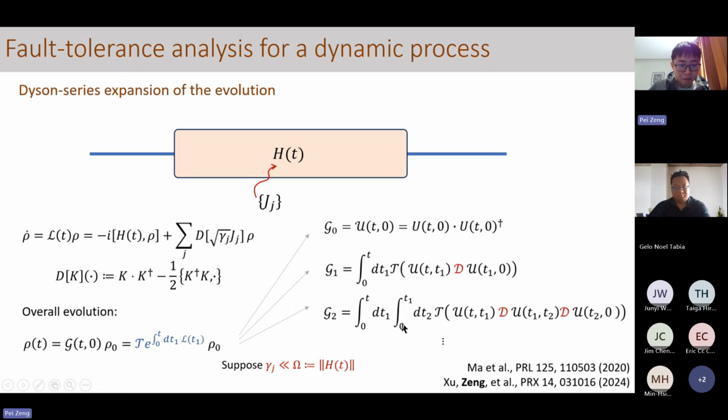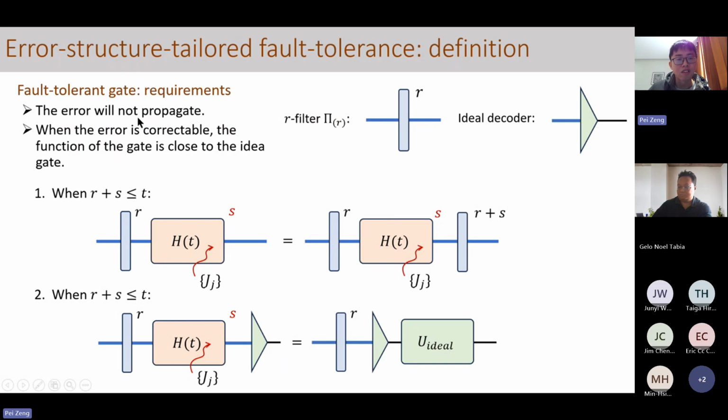The basic idea in our analysis is to use this expansion to replace the counting of the number of Pauli errors. Let me try to clarify this. We modify the fault-tolerant gadget definition. Now we have a figure similar to the former discussions, and we define a fault-tolerant gate, which we call an error-structure-tailored fault-tolerant gate.